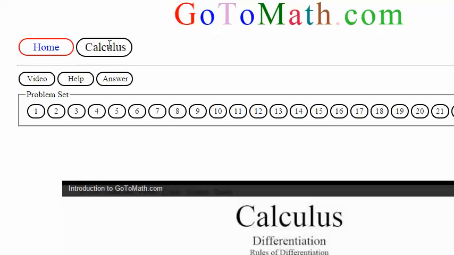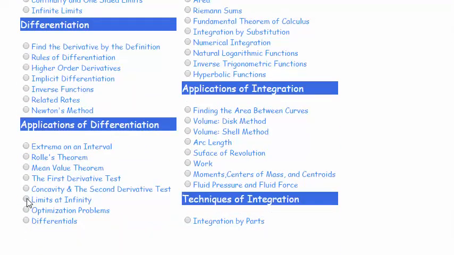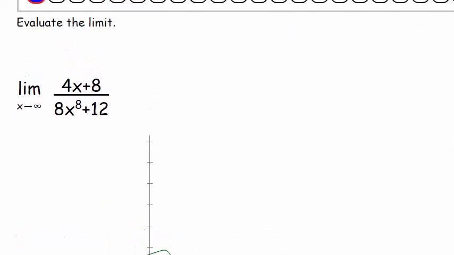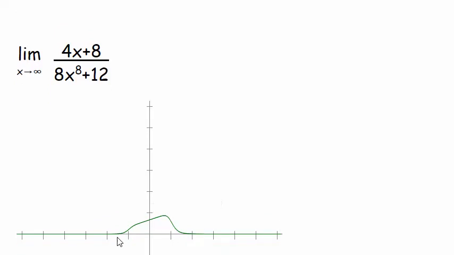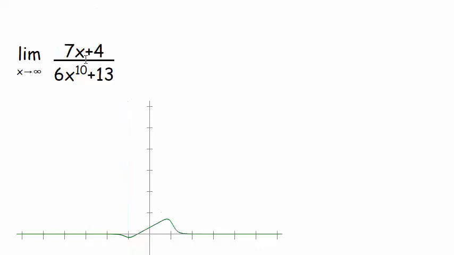Here at gotomath.com, click on calculus. Let's go down to limits at infinity and 1-2. If you don't like the graph, this is a really cool graph. Check that out. If you don't like the graph, we can always click on it. That's got actually a vertical asymptote in it. That's what this line is right here, indicating there's a vertical asymptote. We'll just stick with this graph.